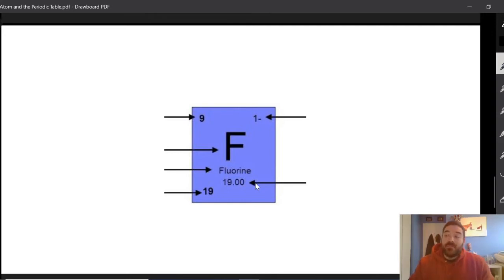is going to have a different look. So every periodic table's box will look a little bit different. The atomic number will be in a different place, the ionic charge will be in a different place, but generally this is going to be the format.